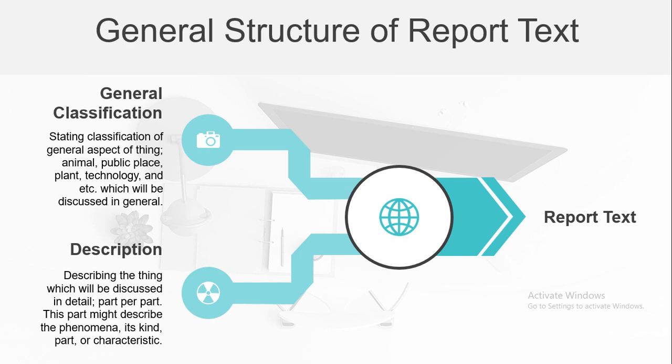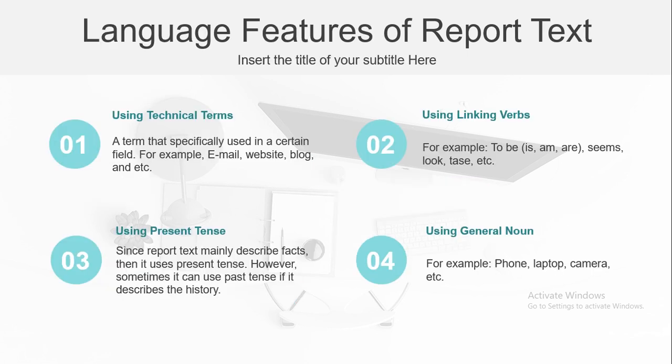Okay, and next, when we also read the report text, to understand that clearly, we also have to be aware of the language features of report text. Apa sih language features? Language features itu adalah bahasa seperti apa yang digunakan, what kind of language that is used in a report text. So basically, since it consists of factual information, biasanya sering menggunakan first technical terms. Technical terms itu apa? A term that is specifically used in a certain field. Contohnya when we are talking about technology and about machine, for example. So the technical terms can be a lot, yeah.